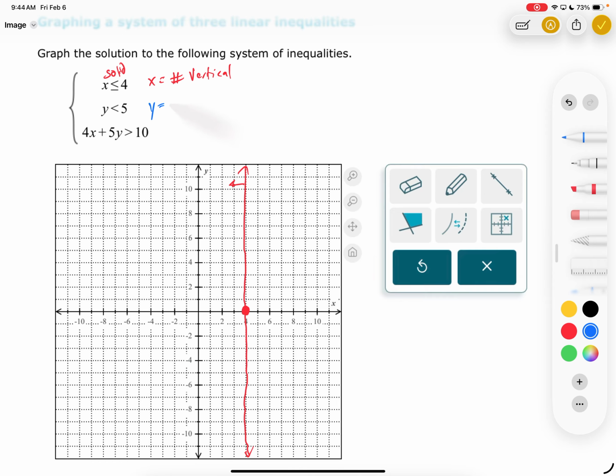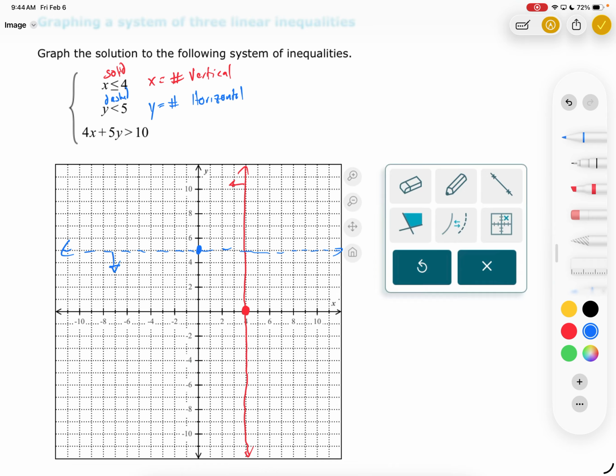This one, when I have y equals a number, it is horizontal. Again, if you forget, just go to y is 5. It doesn't really make sense to do it this way because then they would all be that way. So this is saying it doesn't matter what x is, y is always less than 5. This is just less than, it doesn't have an equal to, so I'm going to do a dashed line. Okay, and I want less than, so again I'm going to shade below.